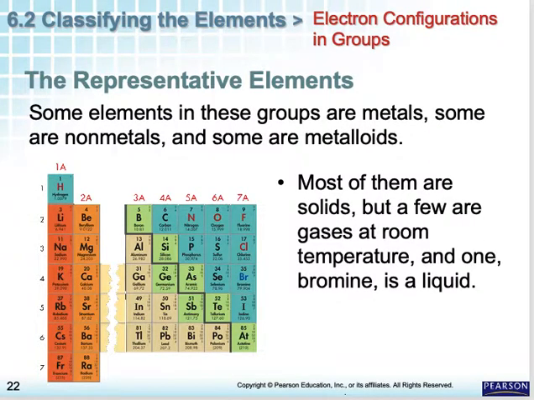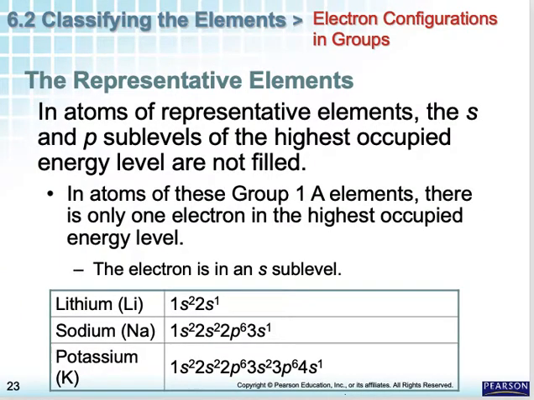Most of these are solids, but a few are gases at room temperature, and one, bromine, is a liquid. The other liquid is mercury, and it is not a representative element because it's in the transition block. Atoms of representative elements have their S and P sublevels being filled, and they may be filled or partially filled. And for atoms such as 1A, there's only 1 electron in the highest occupied sublevel, and that is an S level. And so all of the configurations end in S1. Lithium is 2S1, sodium is 3S1, etc.